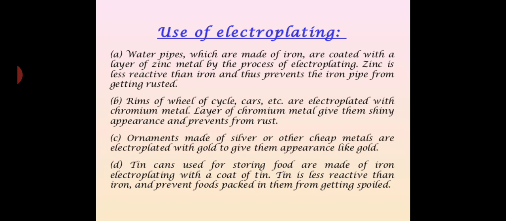Ornaments made of silver or other cheap metals are electroplated with gold to give them appearance like gold. Tin cans used for storing food are made up of iron electroplated with a coat of tin. Tin is less reactive than iron and prevents food packed in them from getting spoiled.